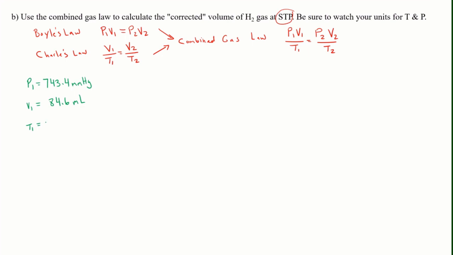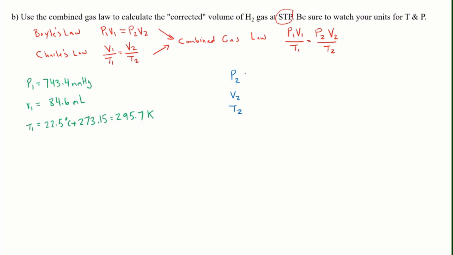The temperature of the gas was 22.5 degrees Celsius. This I need to convert to Kelvin, so I'll need to add 273.15, which will give me a 1 decimal place temperature, which will be 295.7 Kelvin. Okay, and now I could, let me get a different color, I could look up my P2, V2, and T2.